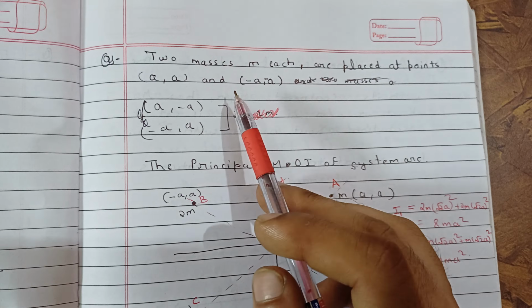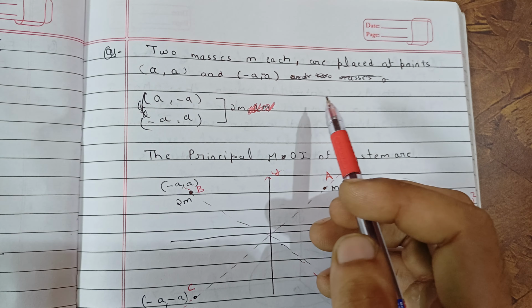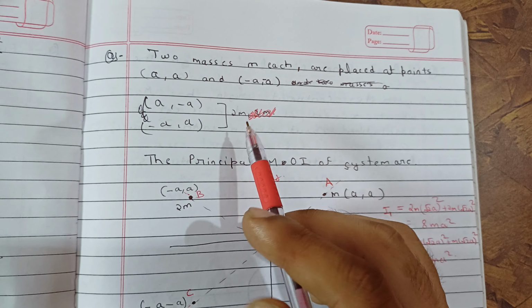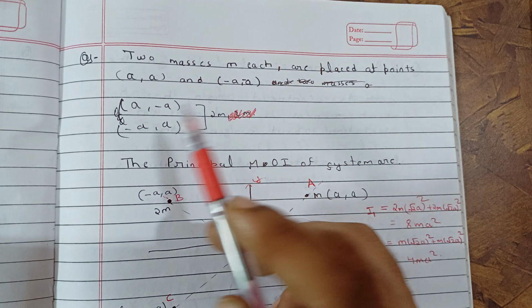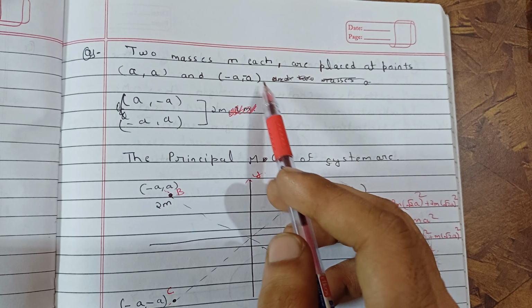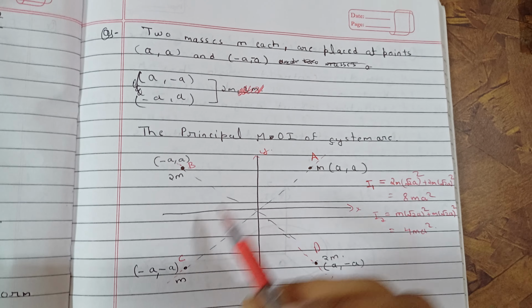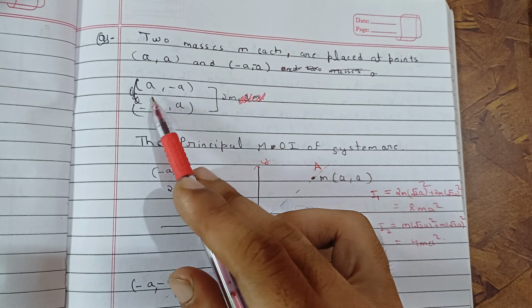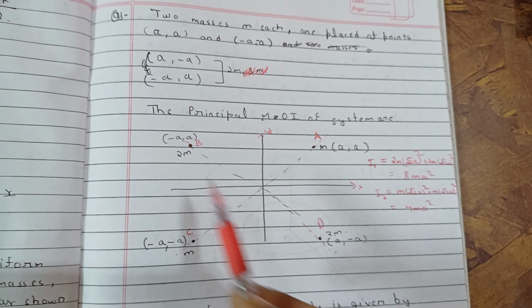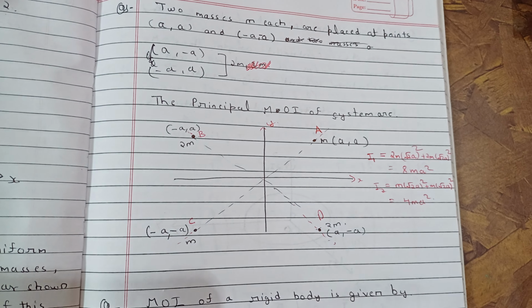Let's see one more question. Two masses m each are placed at points (a, a) and (-a, -a), and the mass 2m is placed at (a, -a) and (-a, a). This question also can be done directly by seeing. So 2m is placed here, and m is placed here and here.